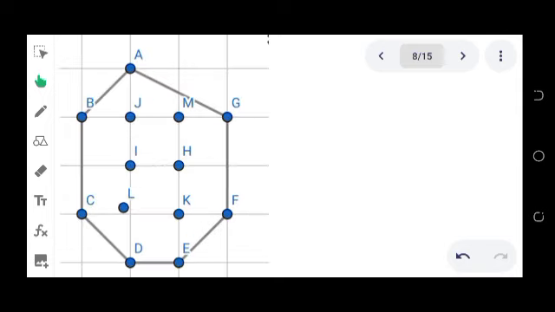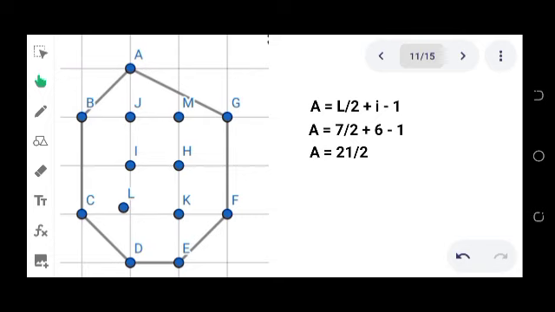Next example, this another figure here. Let's use Pick's theorem to find the area. We have L/2 + I - 1. You have 1, 2, 3, 4, 5, 6. There are 7 points on the perimeter. So that will be your L. Then the points inside, you have 6. So we substitute that. That's 7/2 + 6 - 1. The area will be 21/2.